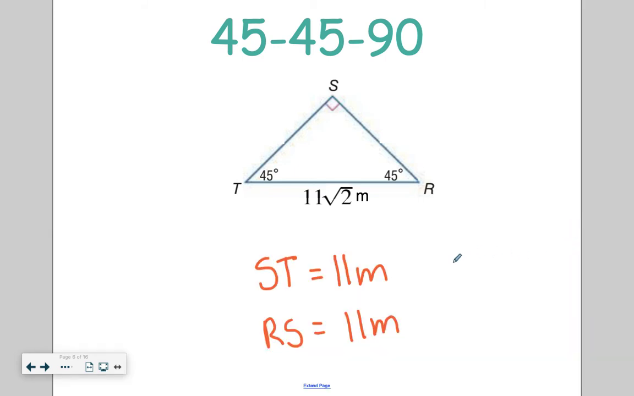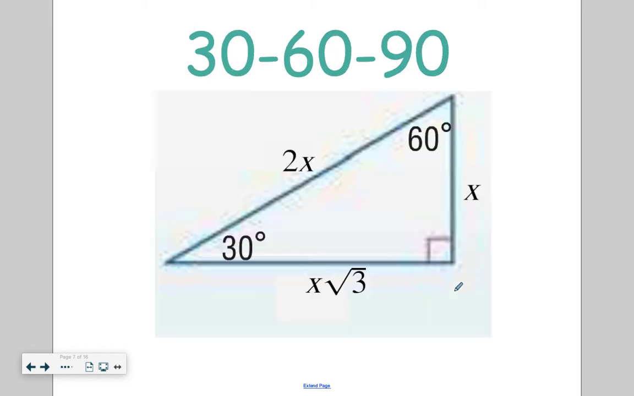In this case, both legs, ST and RS, are both 11 meters long. The other special right triangle that we have is called the 30-60-90 triangle. So we've got an angle of 30 degrees, 60 degrees, and 90 degrees.